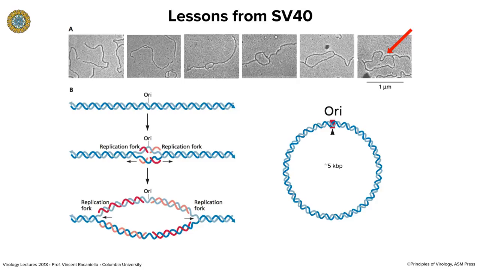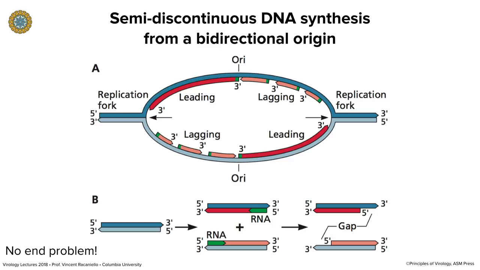Now how this works is detailed here. So on the top is the SV40 origin and the replication fork, the bidirectional fork. There's the origin. And we've already made some DNA on either side of the origin. And you can see there are two leading and two lagging strands, if you will. The leading can be made by a single RNA primer in green, and then synthesis. And as this fork opens and the DNA denatures, that strand can keep going continuously without any stopping until it gets to the other end.